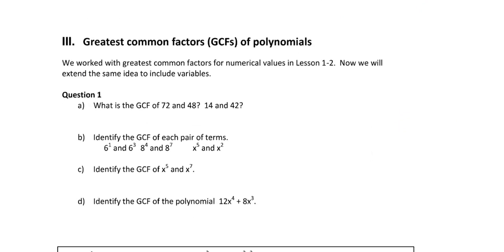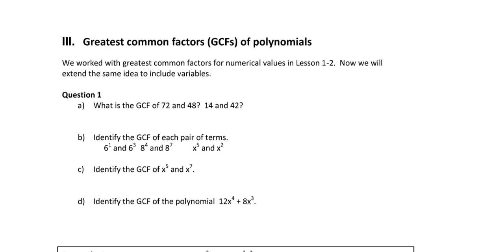Okay. Greatest common factors of polynomials. So last unit we were doing greatest common factors of just large numbers, right? Now we're going to be doing greatest common factors of polynomial expressions. So those are going to look different. Our answers might look like 3x squared or something. It's going to have a variable in it.